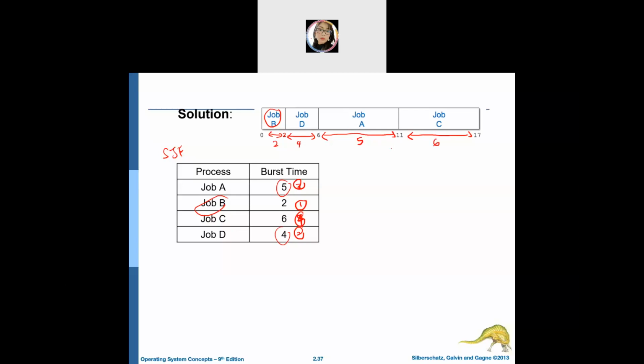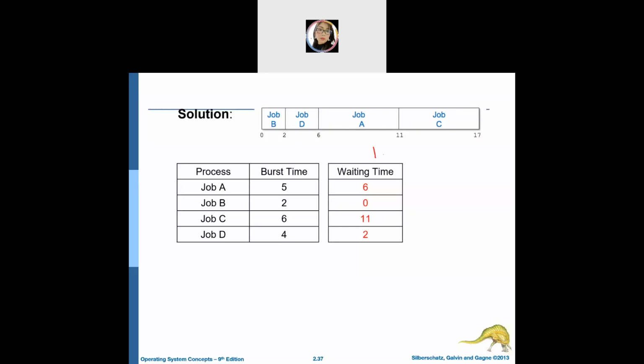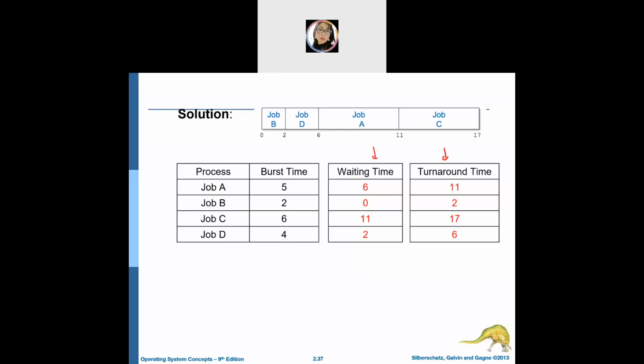First of all, we're going to find the waiting time and turnaround time. Waiting time for job B will be 0. After that, job D will be 2. Job A will be 6. And job C will be 11. Your turnaround: job C will be 17, job A will be 11, job D will be 6, and job B will be 2. So this is how you find each of the waiting times and turnaround times.